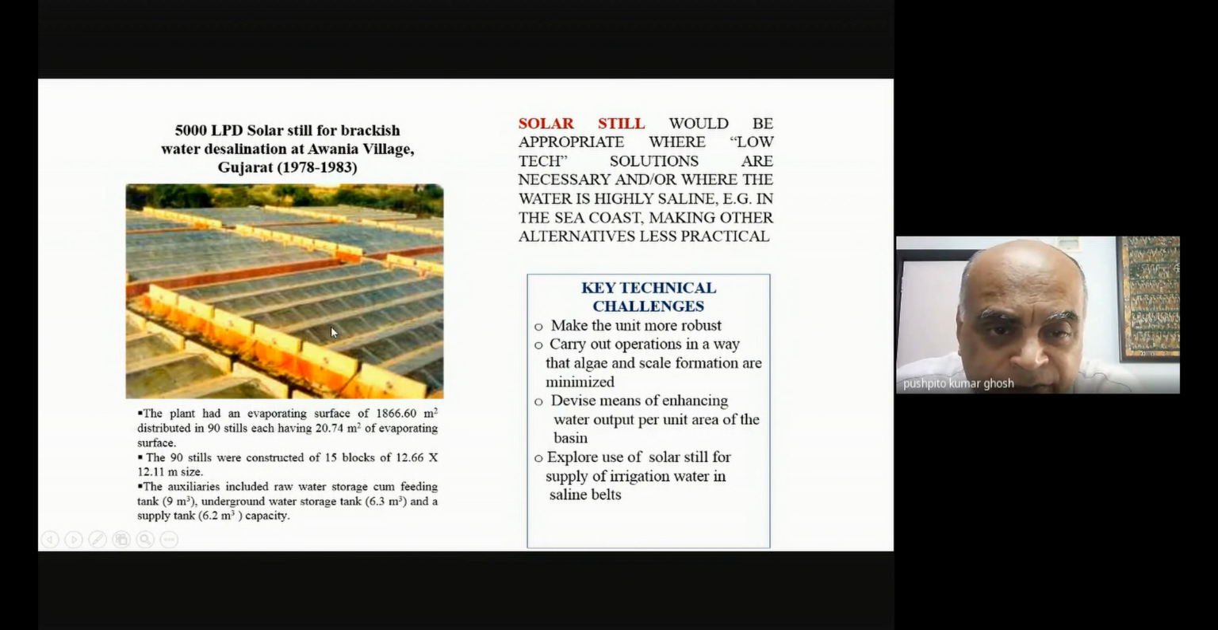Now, what you can see is that in this design of the stills, there is a slant. This takes into account all the things that we talked about: for a particular latitude where you are located, what is the best angle, what is the best slope to have, and let the solar energy fall on that sloping surface so that you maximize the insolation. You can't see it so well, but this one used to produce about 5,000 liters of drinking water. And the beauty is you don't have to do much. These things are more or less unattended, just using solar energy and evaporating.